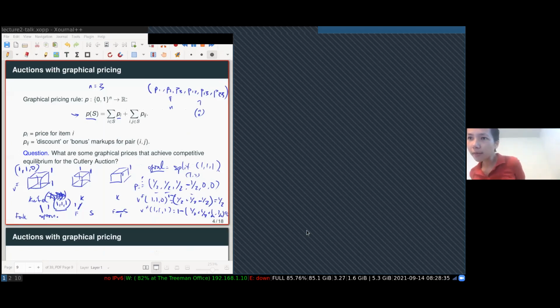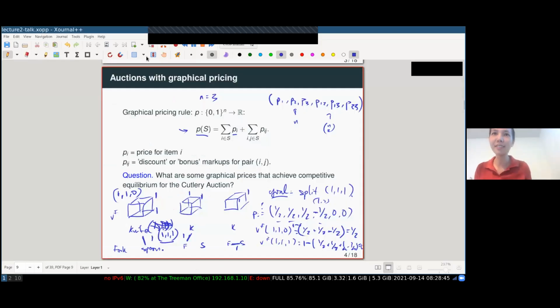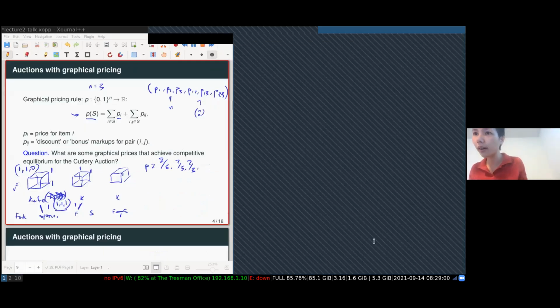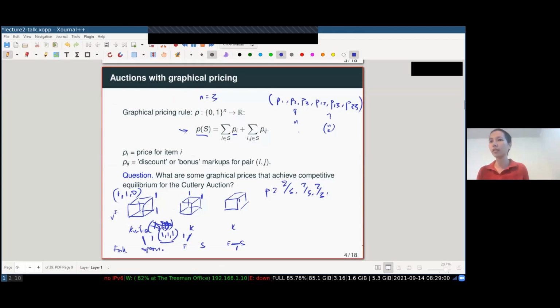Two-thirds: each item costs 2/3, each pair discount 1/3, assign any agent all items and the other 2 agents no items. Okay, so let's try that one. So P is 2/3, 2/3, 2/3, and then 1/3 for each pair. Each pair gets a discount of 1/3, so that would be minus 1/3, minus 1/3, minus 1/3. And I assign it to any one guy, let's say again fruit.